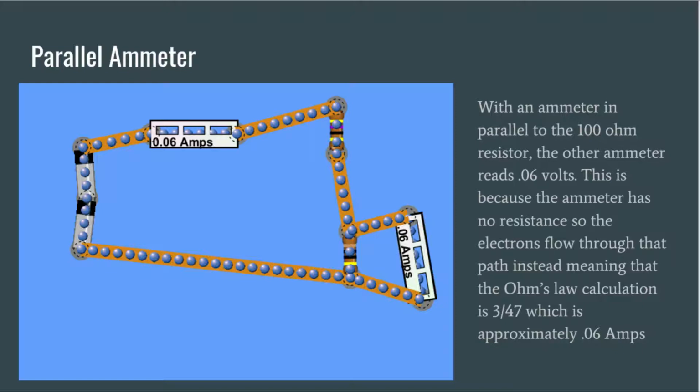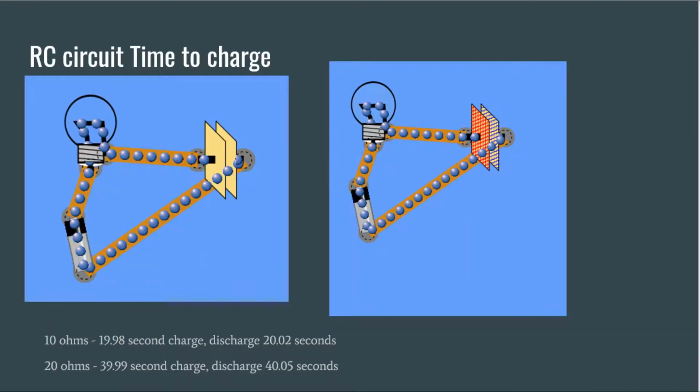Then the next circuit we tried out was an RC circuit, which is a circuit with a resistor, in this case a light bulb, and a capacitor. Here we started experimenting with how long it takes for a capacitor to charge and discharge based on how strong the resistor is, and it looks like the charge time approximately doubles, and the discharge current also doubles, based on the size of the resistor.